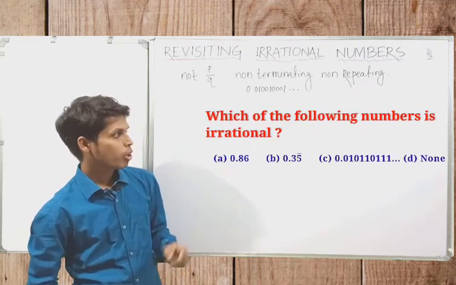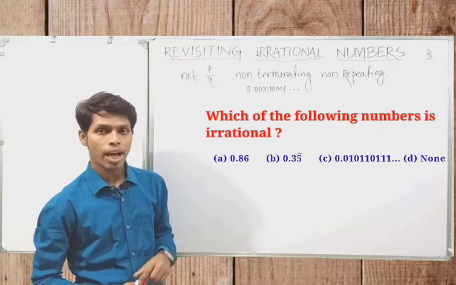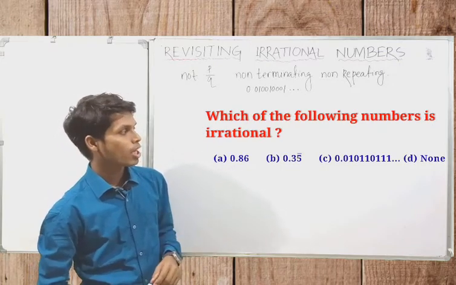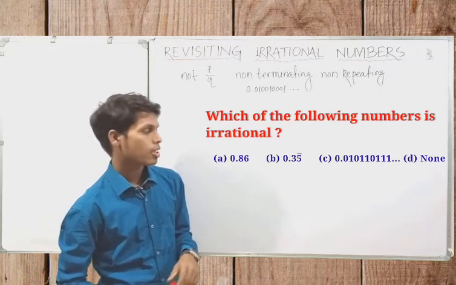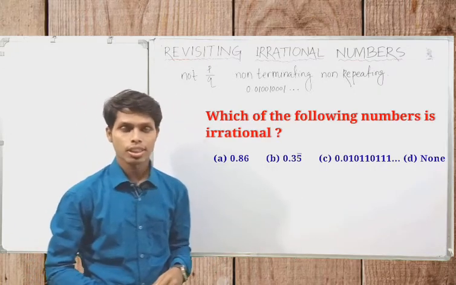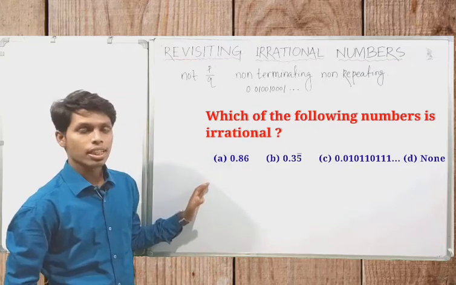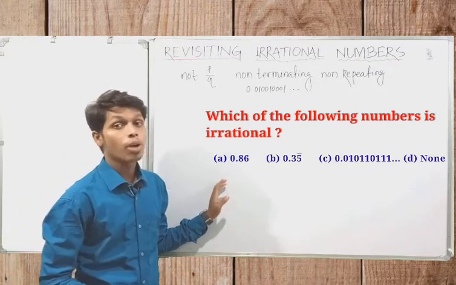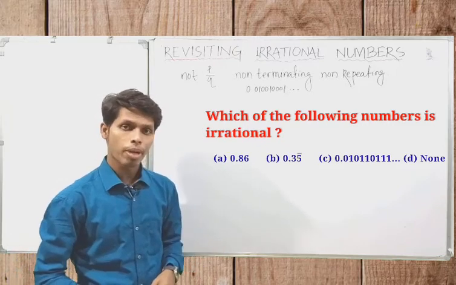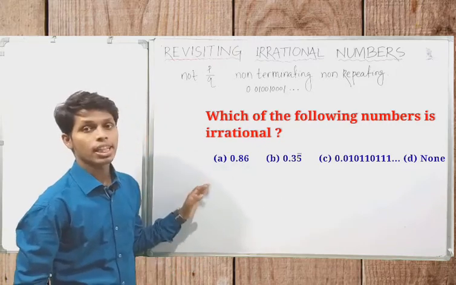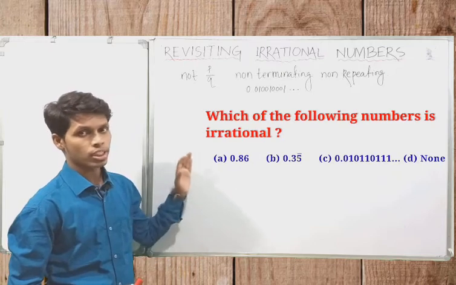Option A, 0.86; option B, 0.3 with a bar on 5; option C, 0.01, 011, 0111 and so on; and option D, none of these. So the first one is a terminating decimal number, and we know every terminating decimal number can be expressed in the form of P by Q. So the first one is a rational number, so the first one is not our answer.